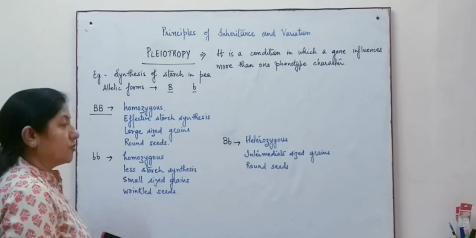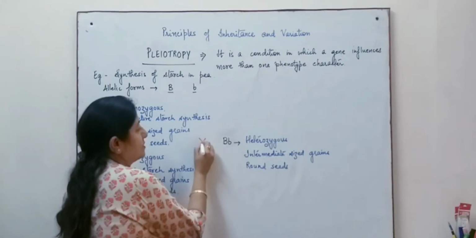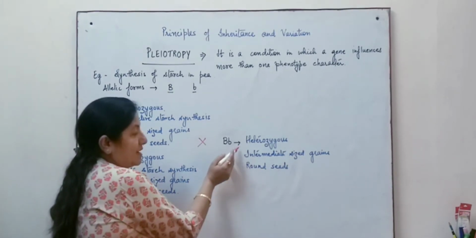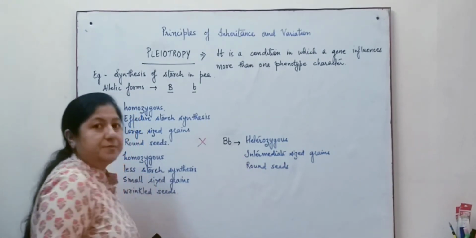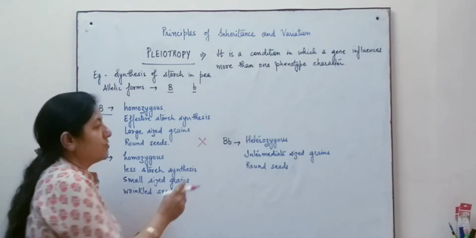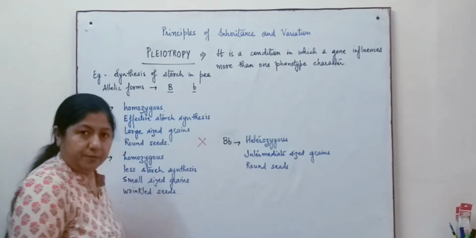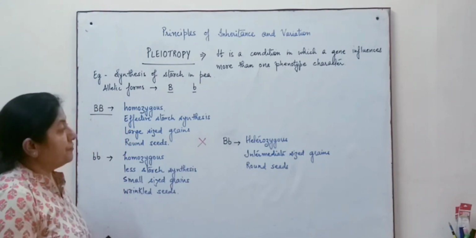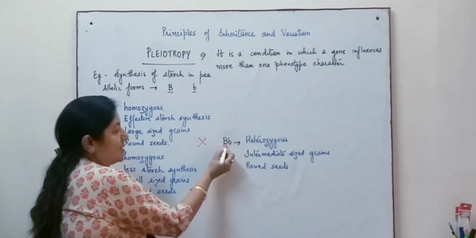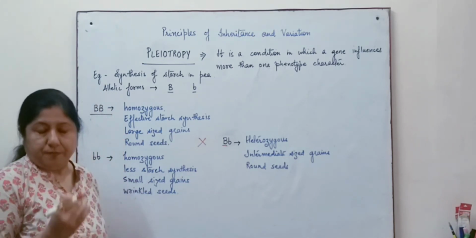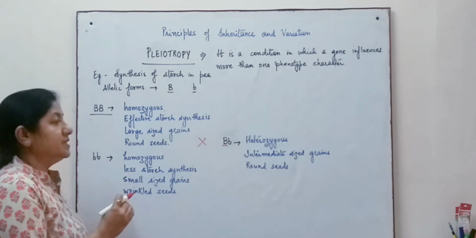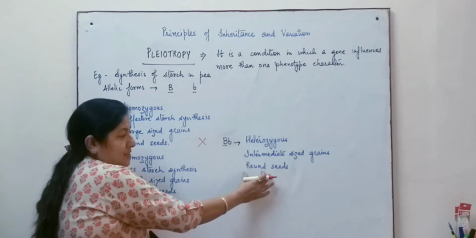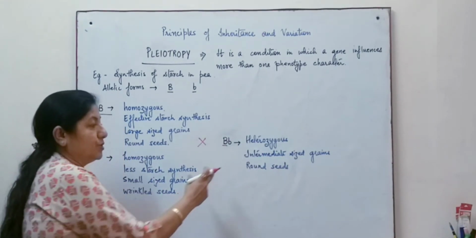However, when crossing took place and the heterozygous situation arose, it was found that it led to the production of intermediate sized grains and also round seeds on maturation. Now, what can we conclude from this? We find that this particular allele or gene is regulating the size of the seed, and also the shape.